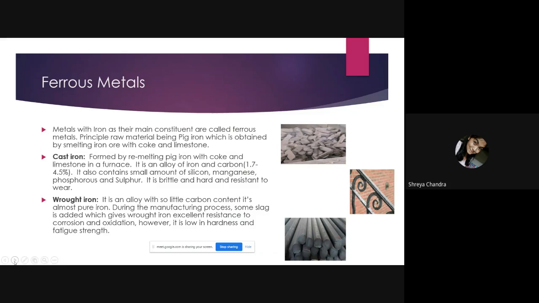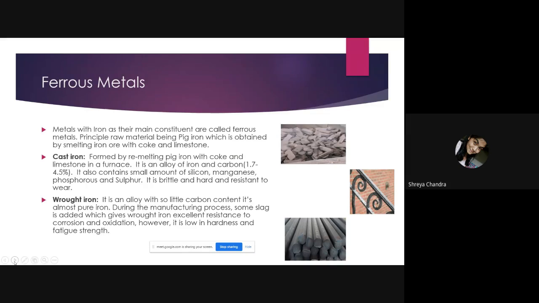Now ferrous metals. I have already said what ferrous metals are. Ferrous metals are those metals whose main component is iron. The raw material of ferrous metal is pig iron, which we get by smelting iron ore with coke and limestone. Pig iron was worked into wrought iron in finery forges, later puddling furnaces, and more recently into steel. So, what do you mean by finery forges?